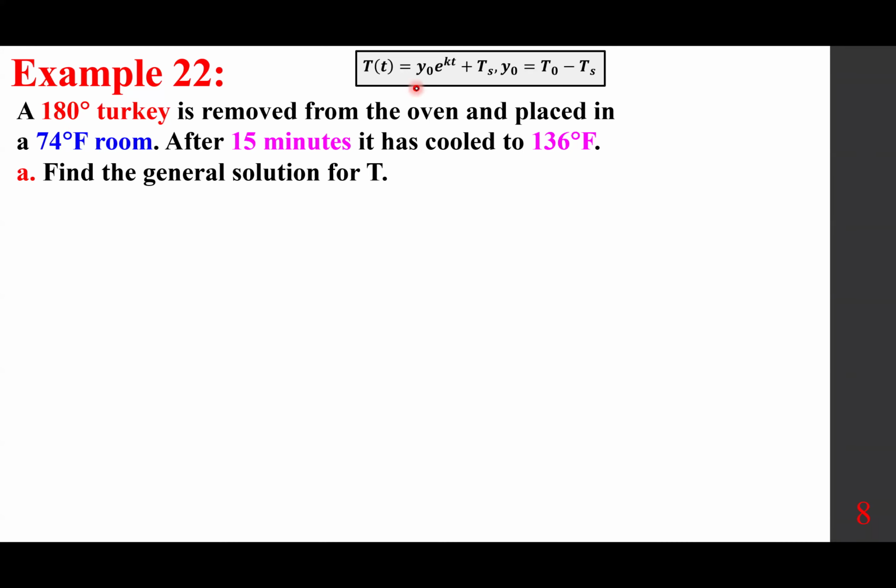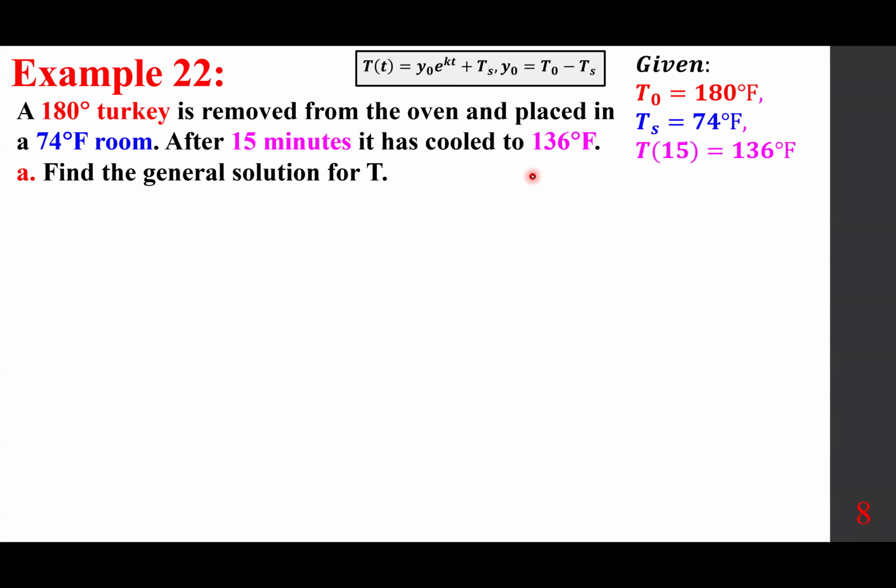So this is the methodology, Newton's cooling theorem. T of t is y sub 0 e to the power of kt plus T sub s. Y sub 0 is T sub 0 minus T sub s. T sub s is the surrounding temperature and so forth. Starting with T sub 0, the initial temperature is 180 degrees. We bring it to the room temperature. That is the surrounding T sub s, 74 degrees Fahrenheit. And after 15 minutes, T of 15 becomes 136 degrees Fahrenheit. So that's the given, first and foremost.